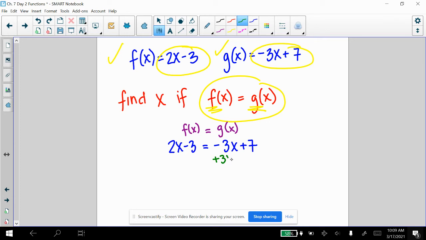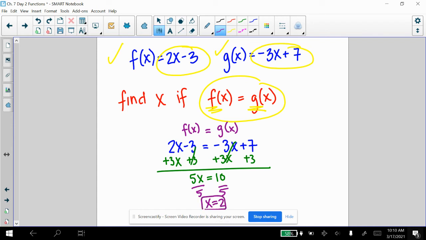I'm going to bring my variables to one side, and I'm going to bring my constants to the other. So I'm going to end up with 5x equals 10. I'm going to divide by 5 on both sides, and I'm going to get a value of x equals 2. So what this tells me actually is that if I plug in 2 into both f of x and g of x, my answer will be the same. That's what this is saying.